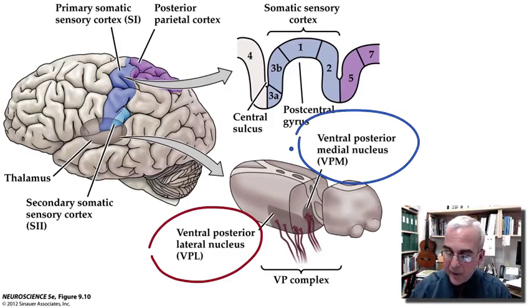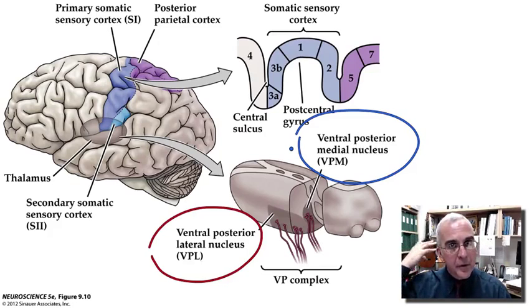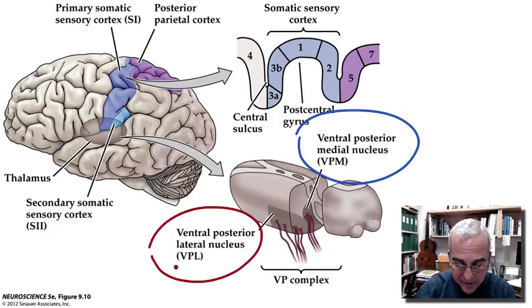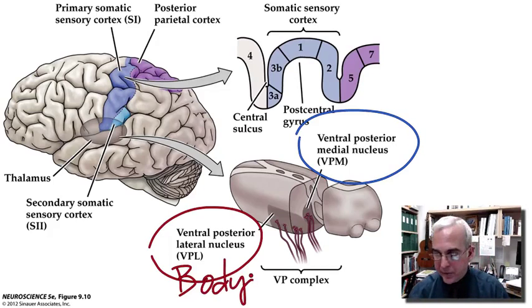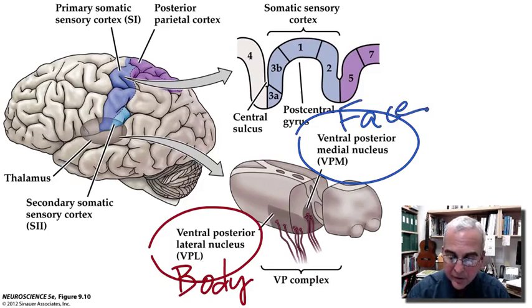And the division there basically reflects the terminations of our pairs of pathways that are representing the body from the posterior part of the head on down, and then a different pathway conveying mechanosensation for the face. So for the body below the back of the head, we have signals arriving in the ventral posterior lateral nucleus, whereas signals concerning mechanosensory activation of facial structures arrive in our ventral posterior medial nucleus.